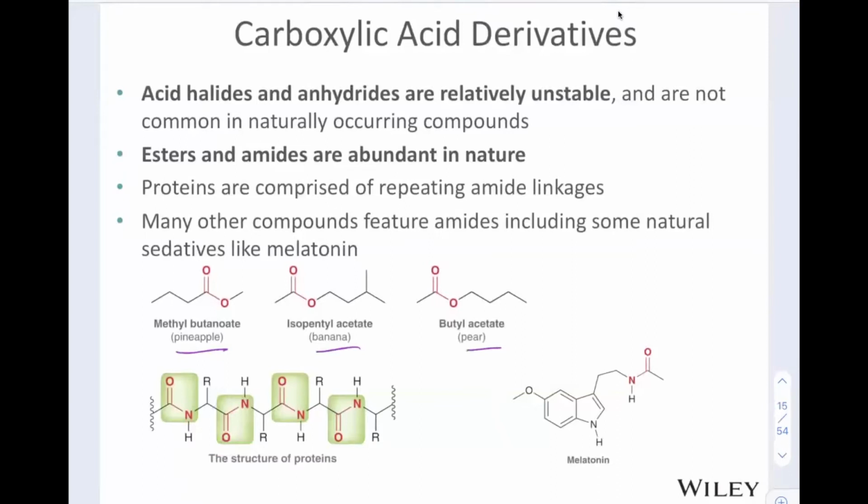And I believe there's a laboratory experiment in the second semester of organic chemistry that delves into these fruity smelling esters. Proteins are comprised of repeating amide linkages. So we call it a peptide bond in a protein, and in organic chemistry, we call it an amide bond. It is the same bond, and that is shown down here. This N bonded to the carbonyl, that is an amide shown in green, and it is also a peptide bond. Amides are found other places in nature, for example, in melatonin.